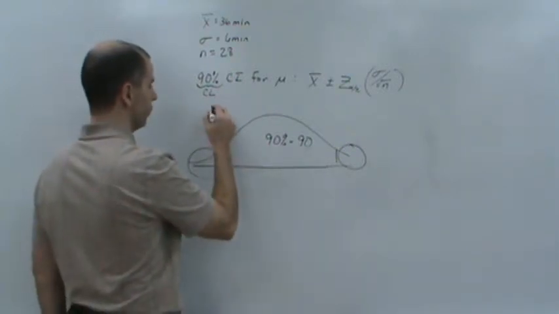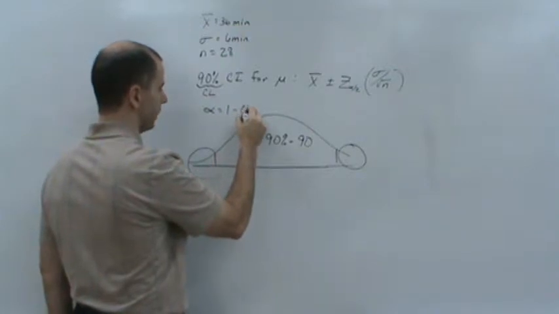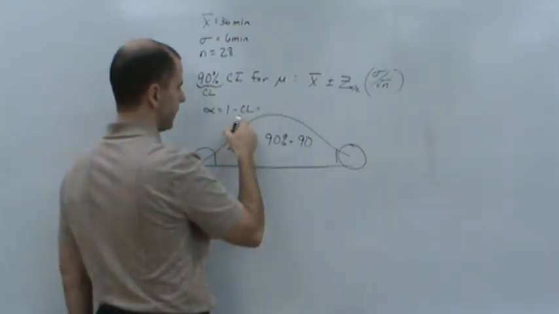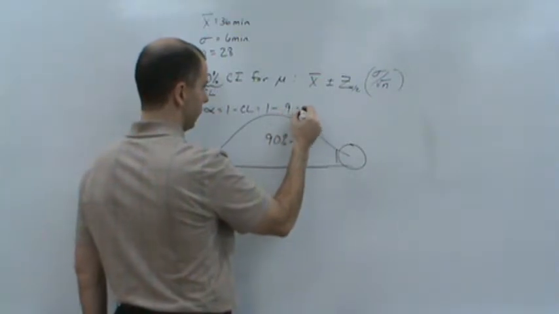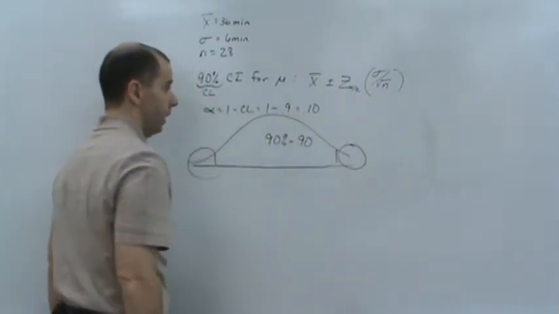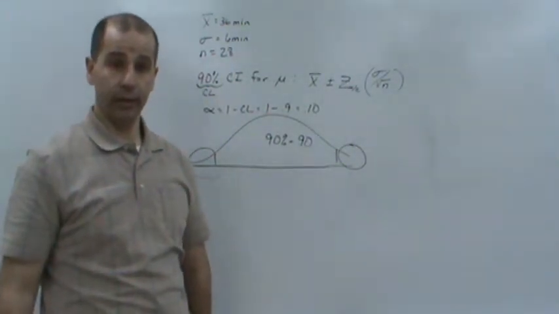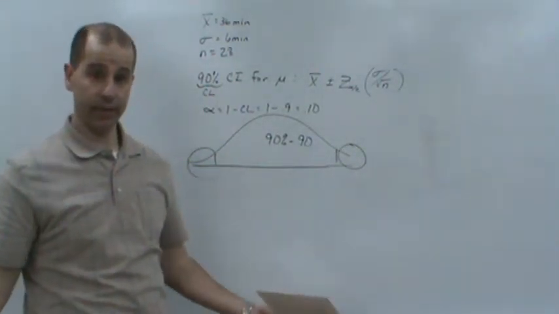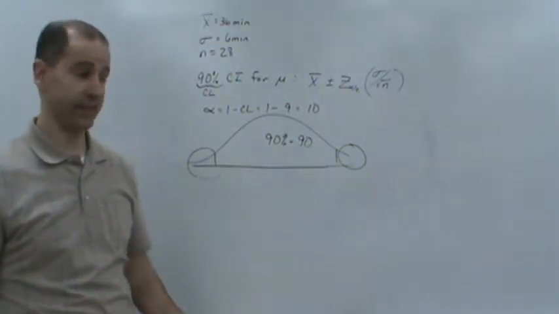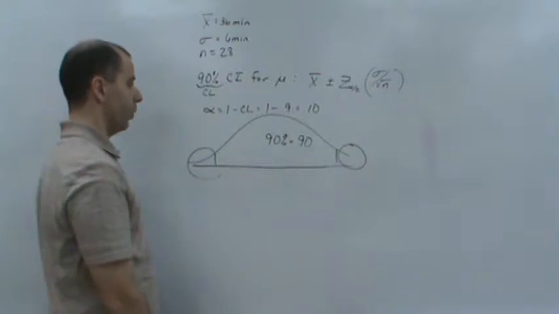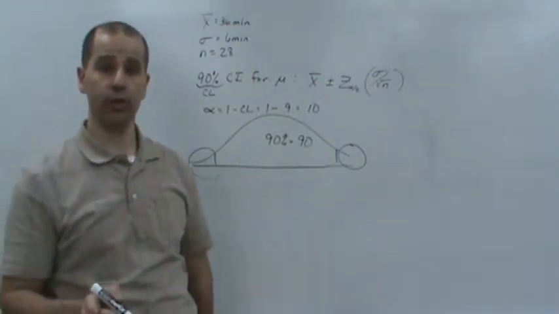So technically, what we're going to do is we're going to define alpha as 1 minus the confidence level. So in this case here, it's going to be 1 minus 0.9, which equals 0.10. So in this case, alpha is 0.1, which is, in other words, the area in the tails. Alpha is the area in the tails. That's all you have to remember. That's alpha. Okay?